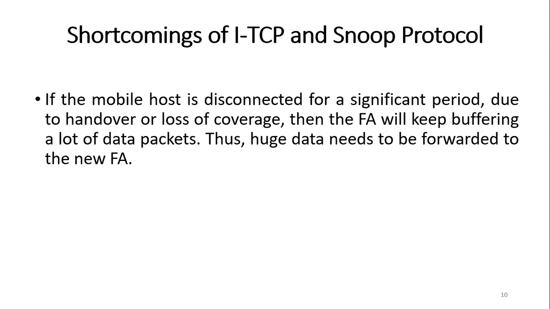So anywhere you buffer the packets, there will be too much buffering if it is for a significant period, and then you have to forward it. So huge data may need to be forwarded. Huge data may need to be buffered at the base station. I will change the language a little bit. It may be buffered at different points, but wherever you do that, for a significant time of outage, the buffering requirement is too much, and the forwarding requirement is also too much.